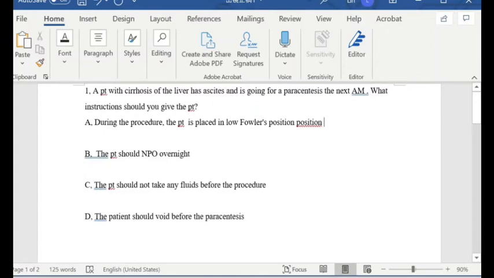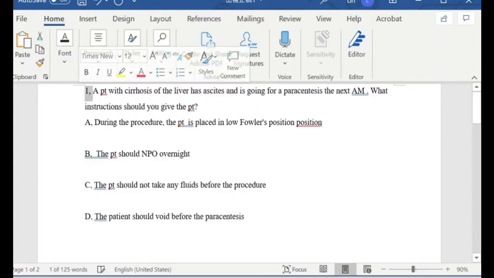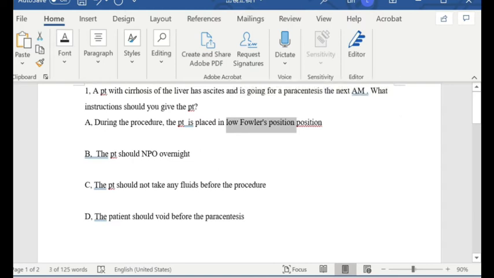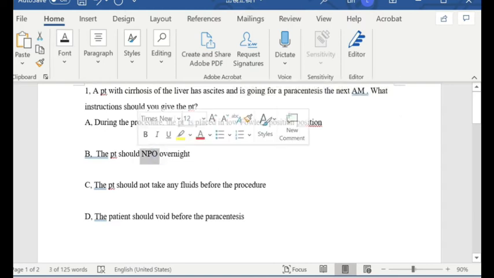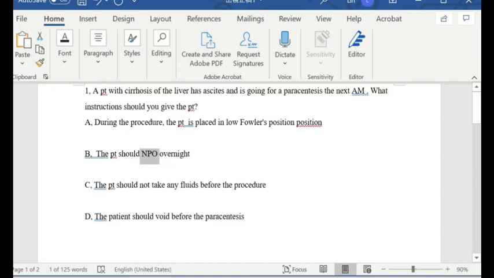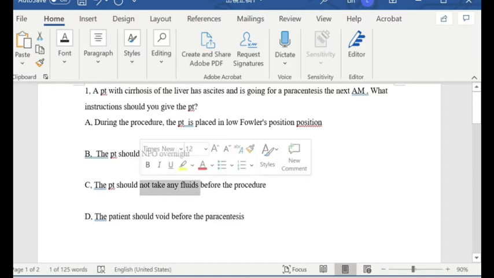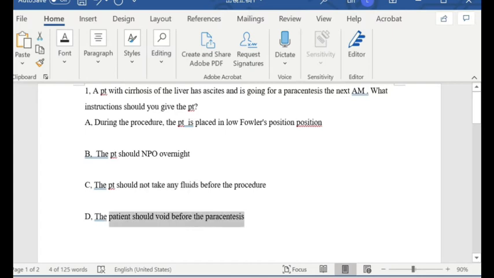This is question number one. A patient with cirrhosis of the liver has ascites and is going for paracentesis the next morning. What instructions should you give to the patient? A. During this procedure, the patient is placed in the low Fowler's position. B. The patient should be NPO overnight. C. The patient should not take any fluids before this procedure. And D. The patient should void before the paracentesis.